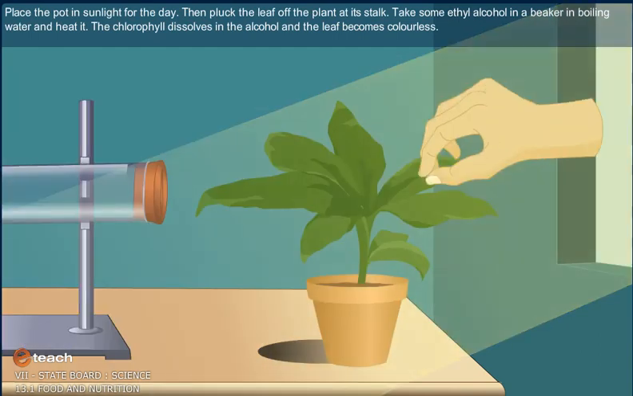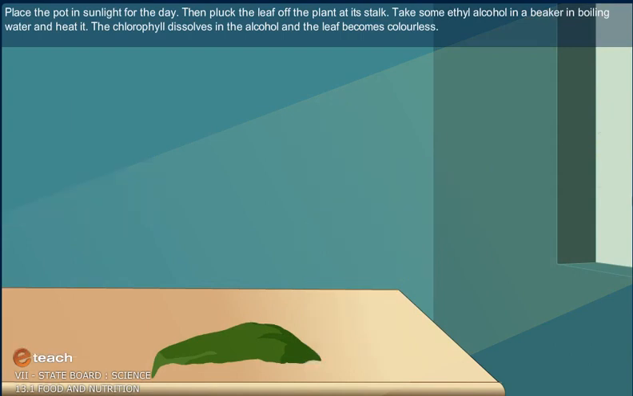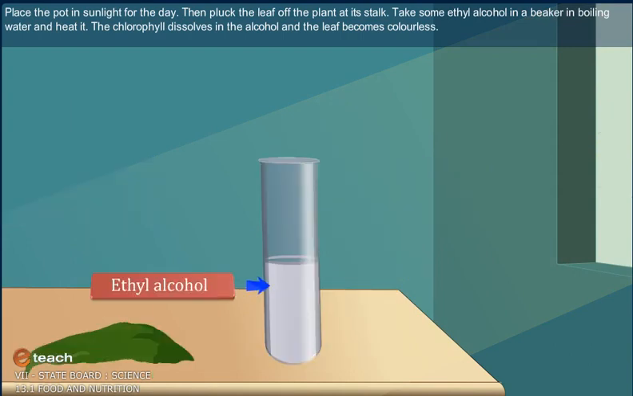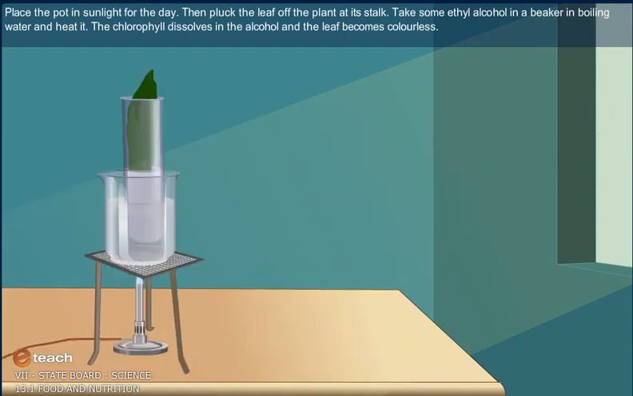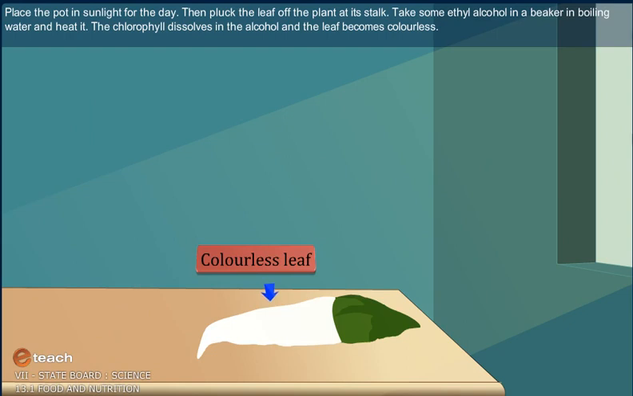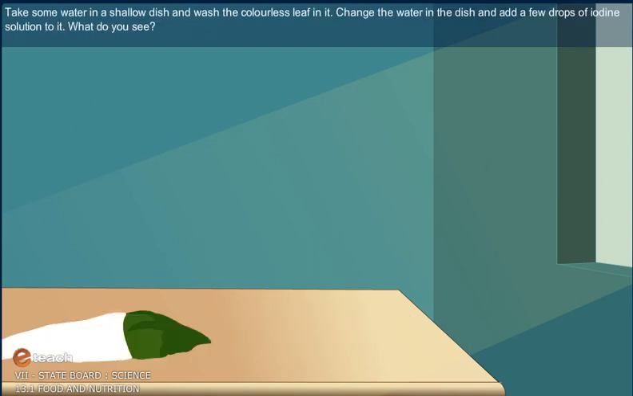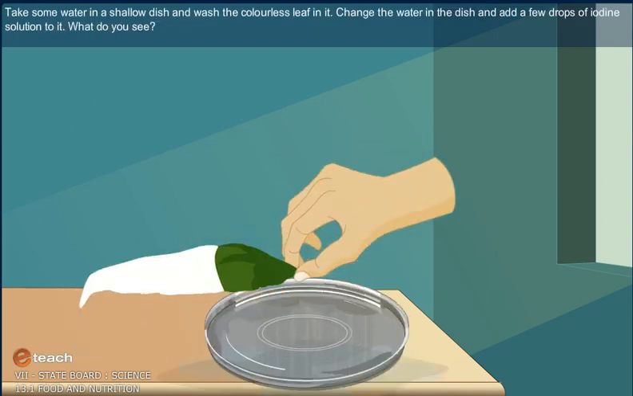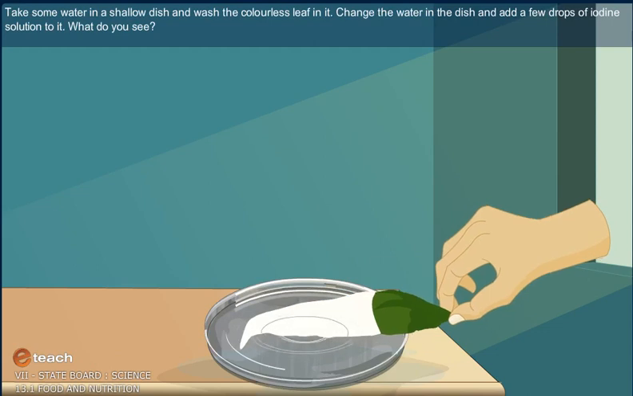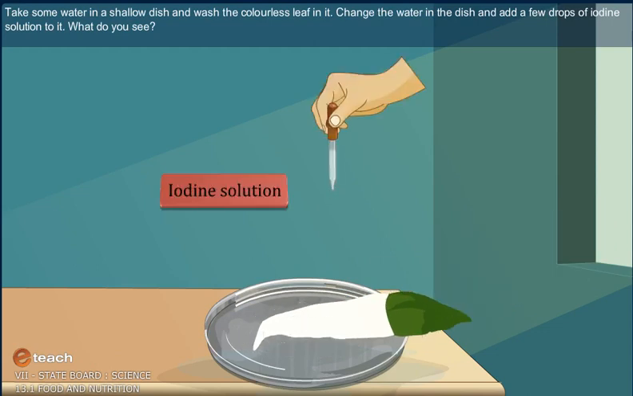Then pluck the leaf of the plant at its stalk. Take some ethyl alcohol in a beaker in boiling water and heat it. The chlorophyll dissolves in the alcohol and the leaf becomes colorless. Take some water in a shallow dish and wash the colorless leaf in it. Change the water in the dish and add a few drops of iodine solution to it.